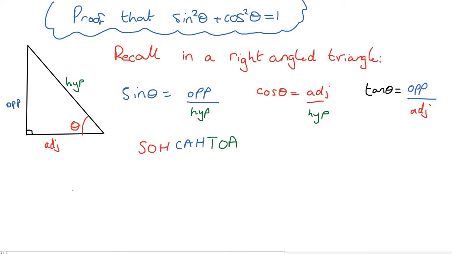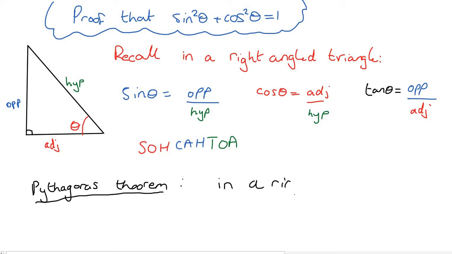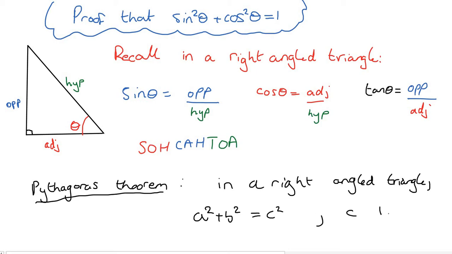Well, let's have a look at something else we know. We also know something called Pythagoras' theorem, and we all know about Pythagoras. He lived in the 3rd, 4th century BC, and there are various stories about him, but the thing he's probably most famous for is coming up with this theorem. So in a right-angled triangle, we have that a squared plus b squared equals c squared, where c is the hypotenuse.